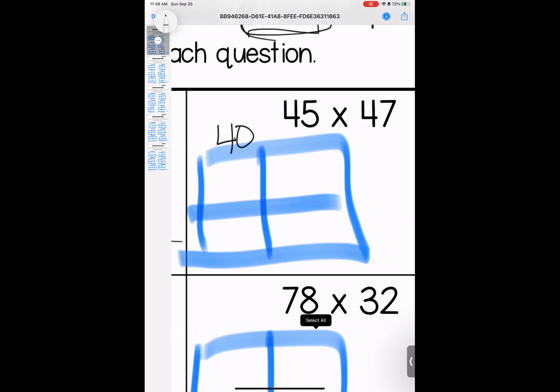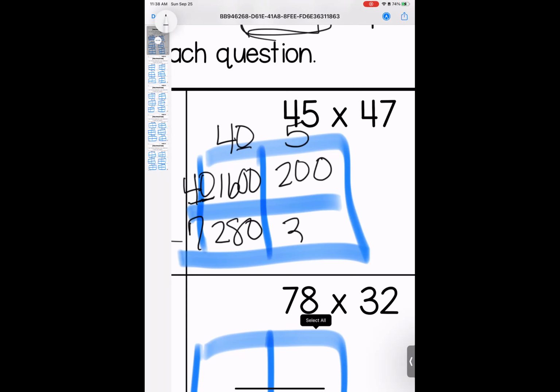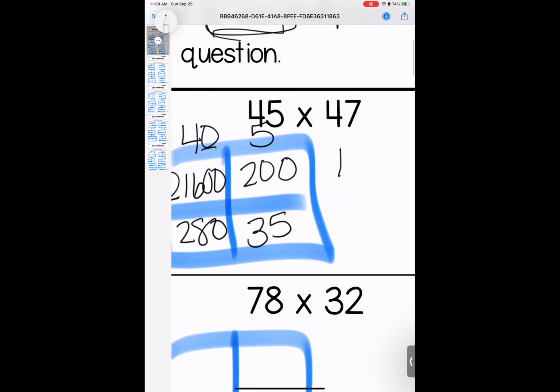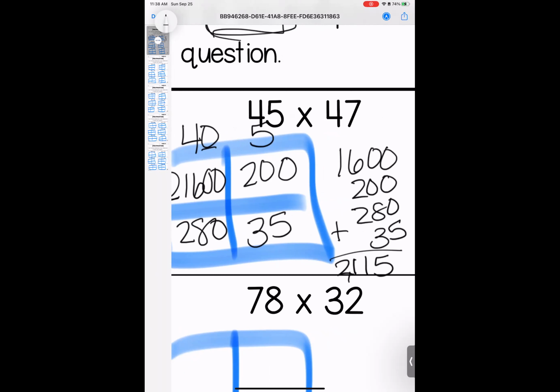45 gets broken into 40 and 5. 47 gets broken into 40 and 7. 4 times 4 is 16, we have 2 zeros. 4 times 5 is 20, we have another 0. Watch your zeros on that one. 7 times 4 is 28, add a 0. 7 times 5 is 35. When we stack up 1600, 200, 280, and 35, we add them all together, we get 2,115.